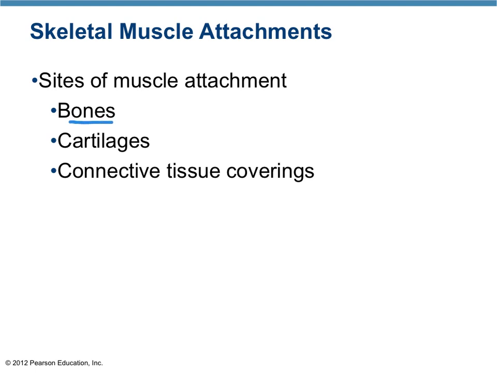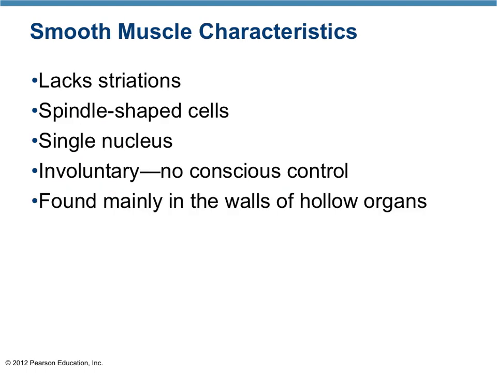So lots of muscles attach to bones. Those are the ones that are generally going to provide a lot of movement, but muscle can also attach to cartilage or connective tissues like those aponeuroses.